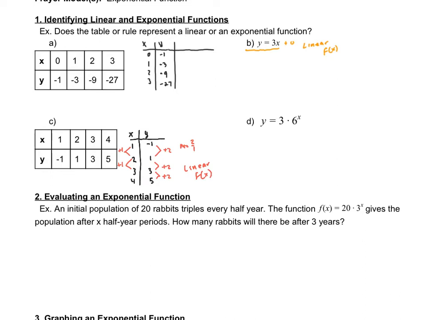And looking at this one, looking at D. D is by definition an exponential function because my exponent is my variable. So that one is going to be an exponential function.